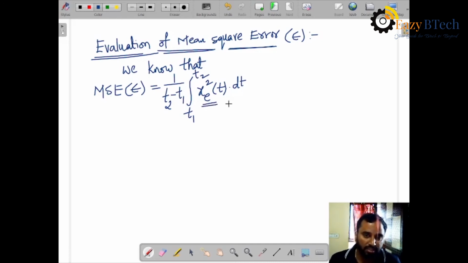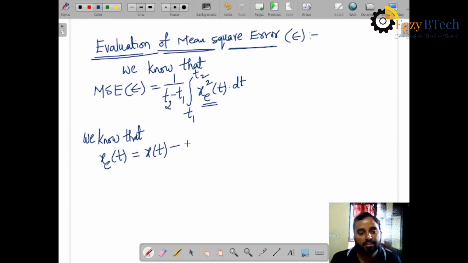So here, what is xe of t? The error signal, which we also know. The error function xe of t is equal to x of t minus summation j is equal to 1 to n of cj gj of t. I am taking j for convenience. Sorry, it is not square, only cj; the square will come later. So cj gj of t. This is the error function.